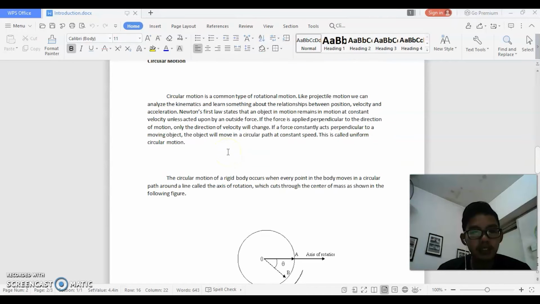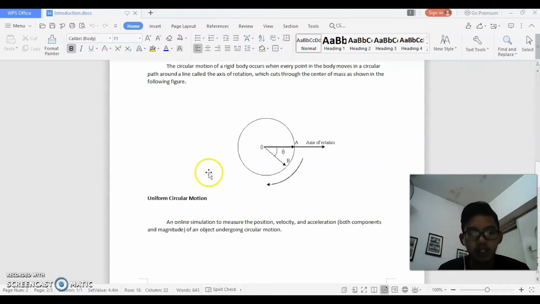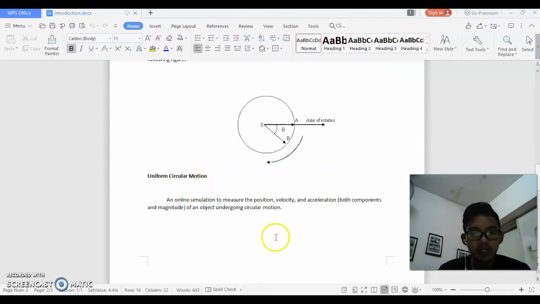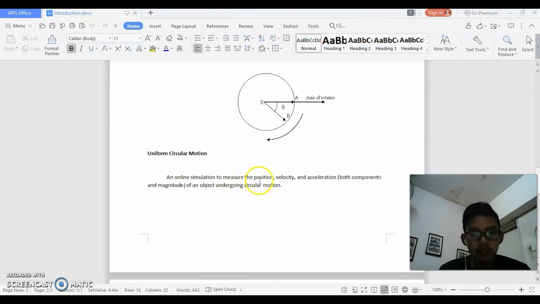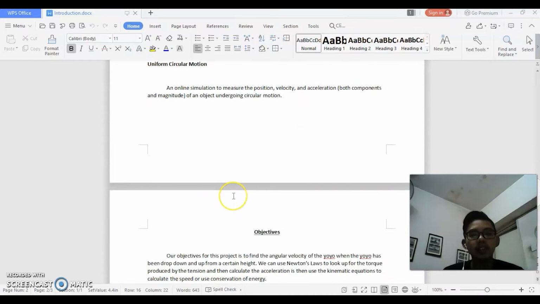Last one is circular motion. Circular motion is a common type of rotational motion. Like projectile motion, we can analyze the kinetics and learn something about the relationship between position, velocity, and acceleration. Newton's first law states that an object in motion remains in motion at constant velocity unless acted upon by an outside force. For uniform circular motion, we measure the position, velocity, and acceleration of an object undergoing circular motion.